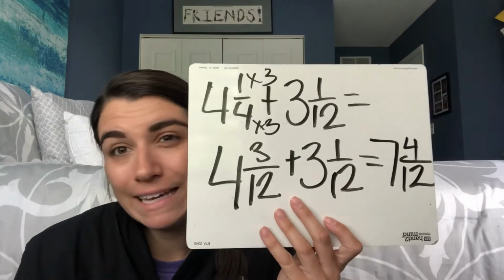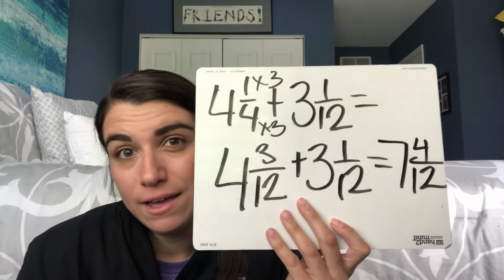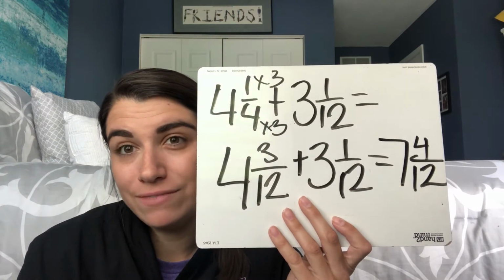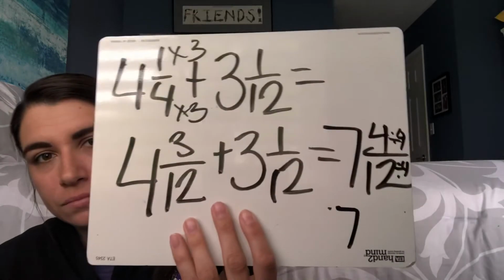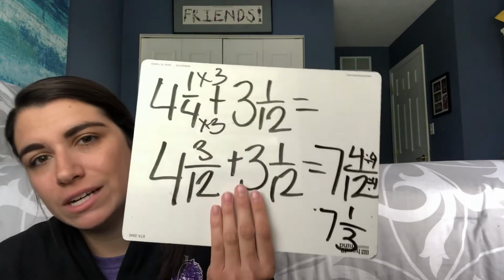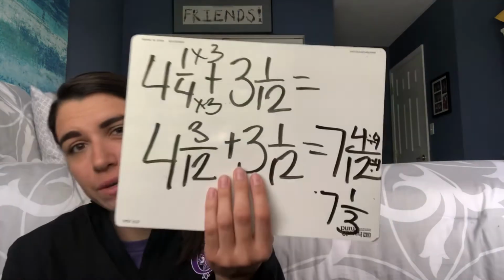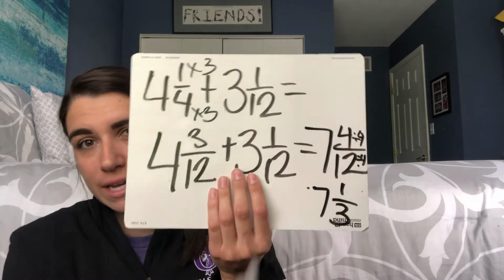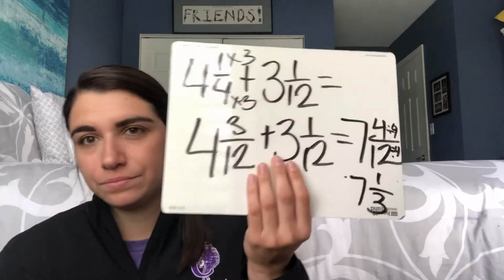Now, if you notice, I can't leave it like that. I have to simplify 7 4/12. So I can divide those both by 4. So I'm going to get 7 1/3. So 7 1/3 is the same as 7 4/12. So either one of those answers, I would accept either one of these two. So good job if you got that right.